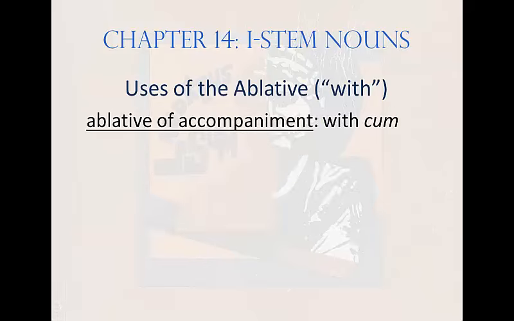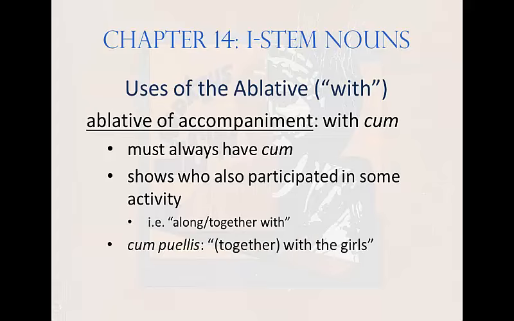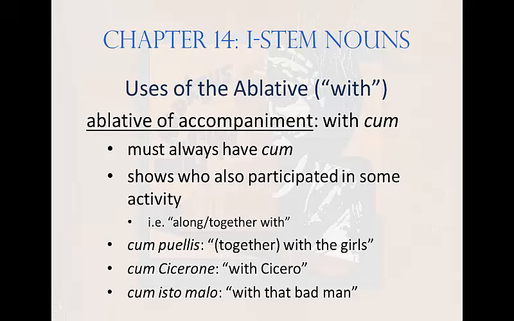The third use of the ablative Mr. Wheelock discusses is the ablative of accompaniment, which must always have cum. It shows who also participated in some activity, thus is best translated in English as along or together with. Here are three Latin examples of the ablative of accompaniment. Cum puellis, meaning together with the girls. Or cum cicerone, with Cicero. Or cum isto malo, with that bad man.